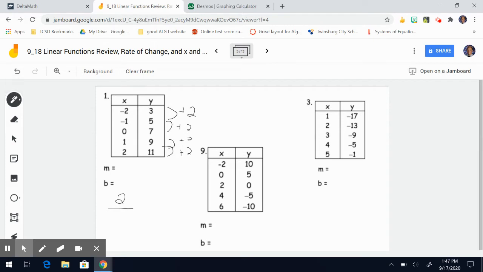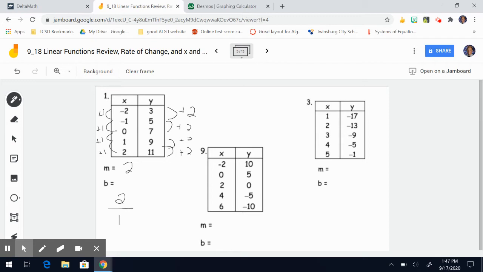Our change of x's, how do you go from -2 to -1? You add 1. -1 to 0, you add 1. 0 to 1, you add 1. So now we know, because we have a common difference, our first common difference, that this is linear, if you want to recall that as well. And then our change of y's is 2, and our change of x is 1. So our constant rate of change, or m, is going to be a positive 2 here.